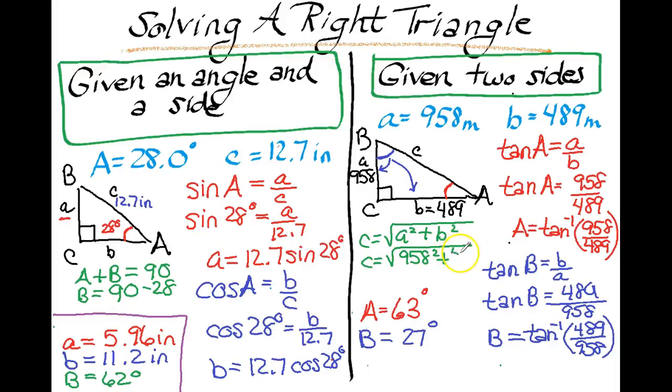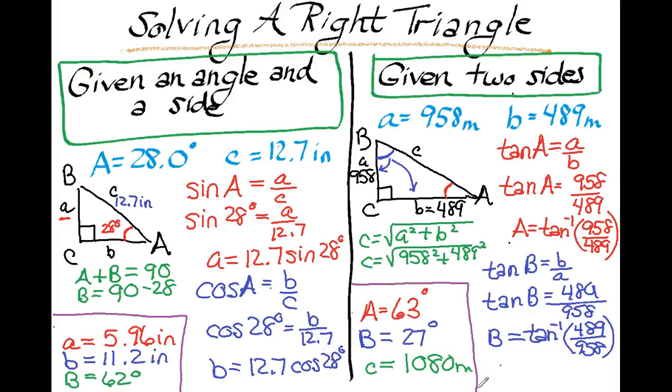In order to solve, we'll fill in our information: 958 squared plus 489 squared. We'll need a calculator for that, so pull out your handy dandy calculator. Take the square root, and we end up with little c equals, and be careful here, we need 3 significant digits, but my calculator says 1075.58 and so on. Our 3 significant digits would be 1080 meters.